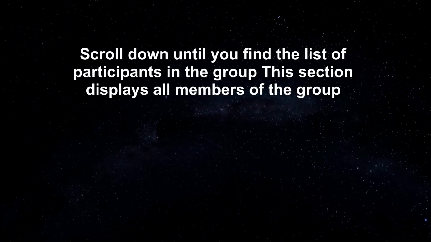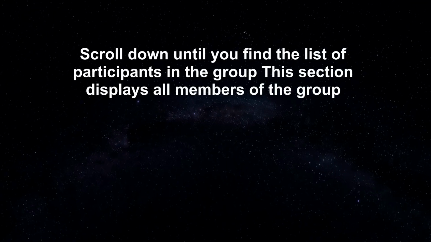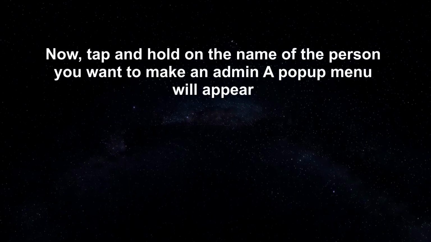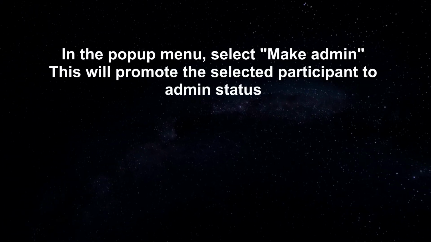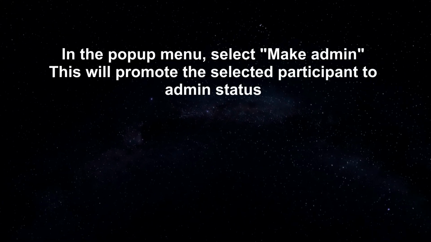Scroll down until you find the list of participants in the group. This section displays all members of the group. Now tap and hold on the name of the person you want to make an admin. A pop-up menu will appear. In the pop-up menu, select Make Admin. This will promote the selected participant to admin status.